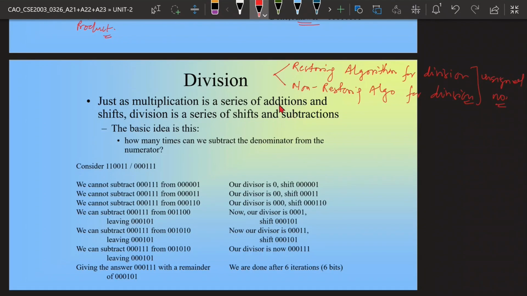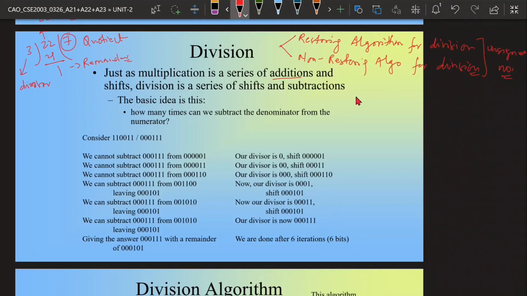So when we are going to do the division, suppose we are going to divide 22 by 3. In that case, it will go 7 times, and 1 will be the remainder. So this is the quotient, and this is the remainder. This is the divisor. This is the dividend.